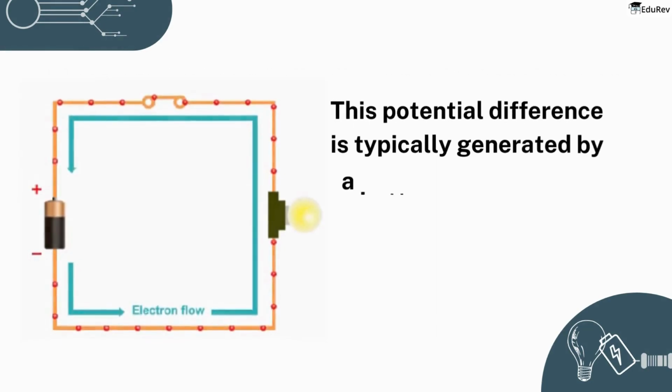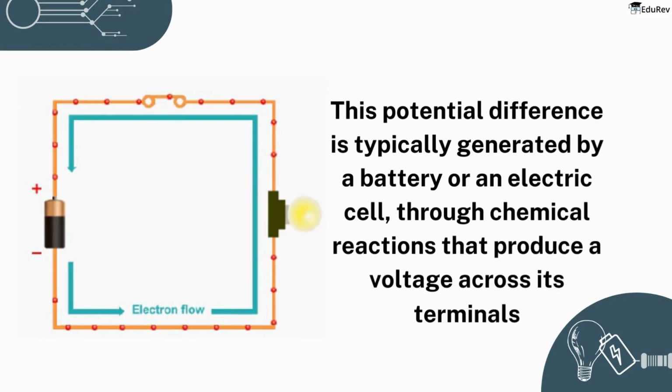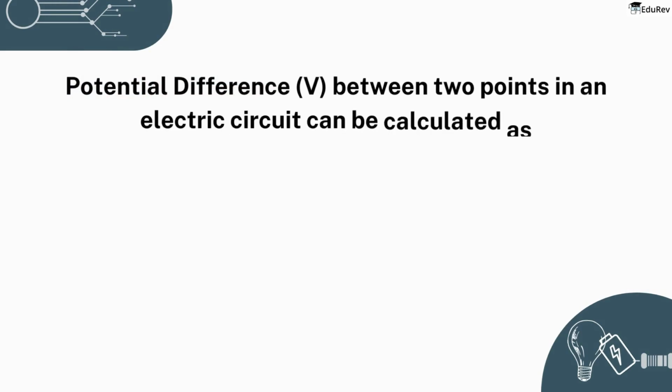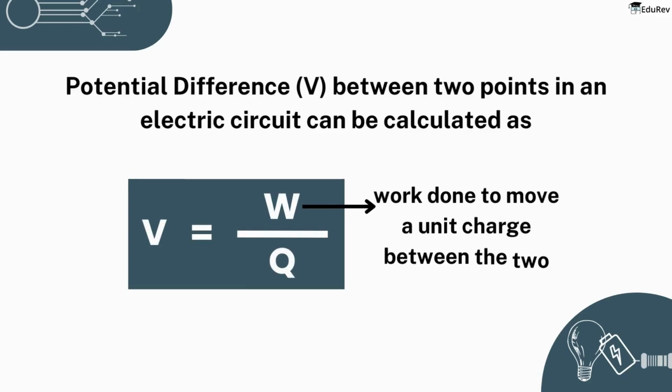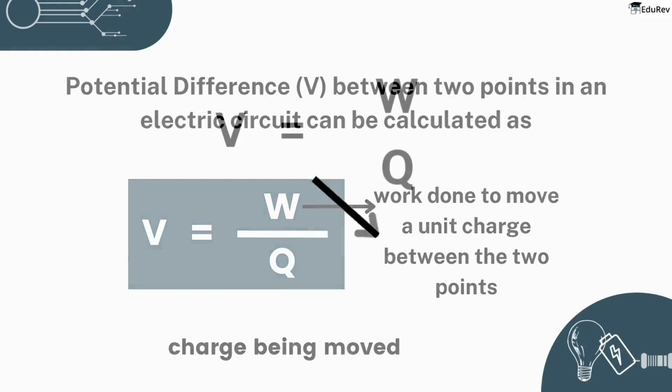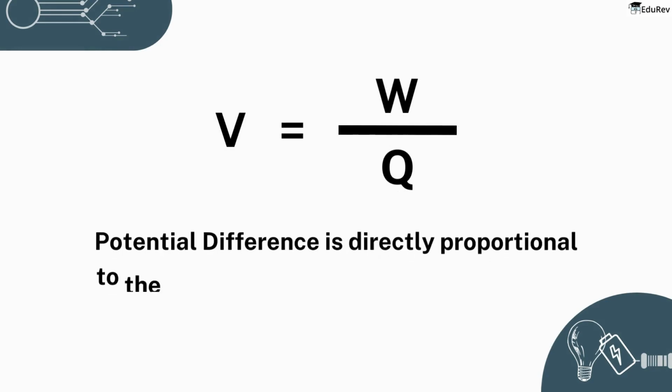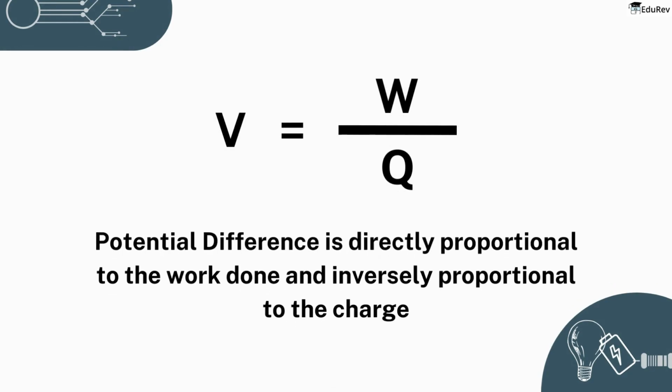This potential difference is typically generated by a battery or an electric cell through chemical reactions that produce a voltage across its terminals. In mathematical terms, the potential difference between 2 points in an electric circuit can be calculated using the formula V is equal to W by Q, where W represents the work done to move a unit charge between the 2 points, and Q is the charge being moved. This means that the potential difference is directly proportional to the work done and inversely proportional to the charge.